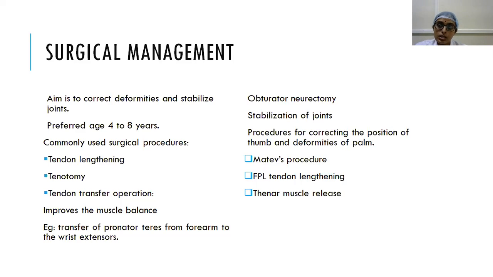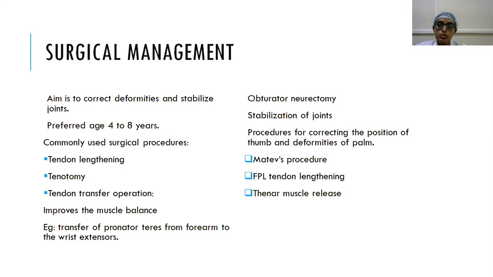Whenever transfers are done, the first thing to maintain, since the muscle power will be decreased, is proper exercises before transfer and after transfer to train the muscle for its altered action; extensive physiotherapy is required. And the other thing is obturator neurectomy. There will be adduction contracture at the hip joint. To relieve the adductor spasm, the obturator nerve supplying the adductor group of muscles will be ablated. So that is the obturator neurectomy. And whenever there are flail joints, the joints should be stabilized by arthrodesis. So these are the different treatments which are done.